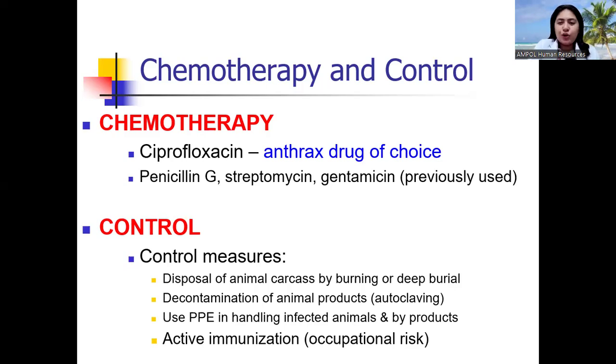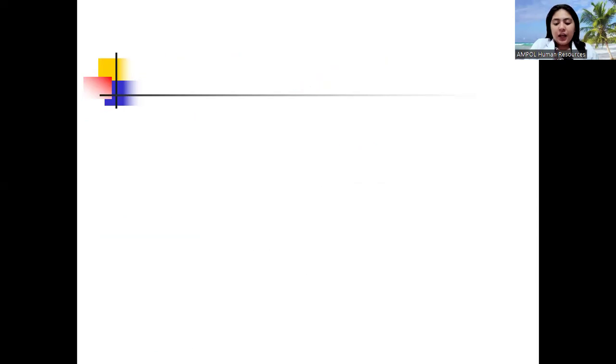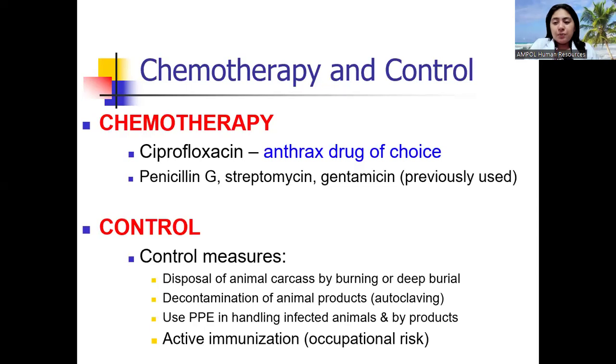So control measures for your Bacillus anthracis: disposal of animal carcass by burning, because that destroys the spores. Decontamination by autoclaving, because autoclave can destroy spores. Use PPE in handling infected animals and byproducts, and active immunization, especially for those at risk of occupational hazards, especially for pulmonary anthrax.